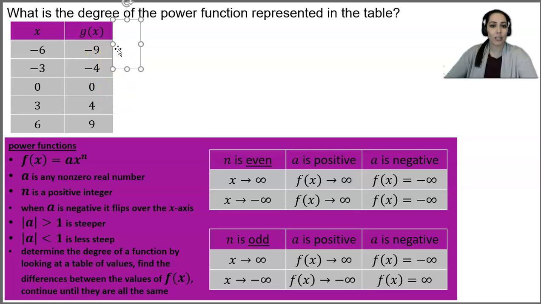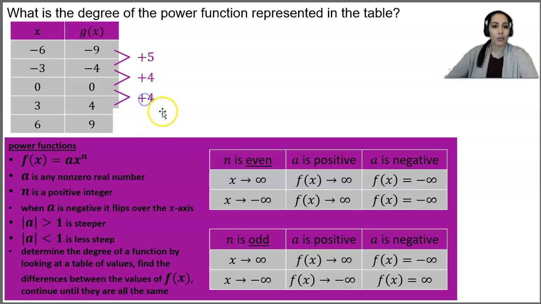So the first one we're going to start with is the difference between -9 and -4. To go from -9 to -4, you would add 5. -9 plus 5 equals -4. To go from -4 to 0, you add 4. -4 plus 4 is 0. To go from 0 to 4, you're going to add 4. 0 plus 4 equals 4. And to go from 4 to 9, you're going to add 5. 4 plus 5 equals 9.